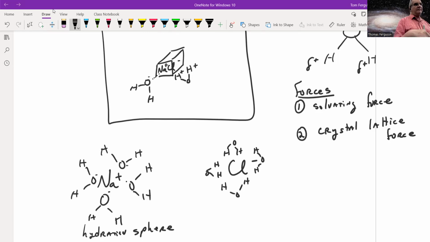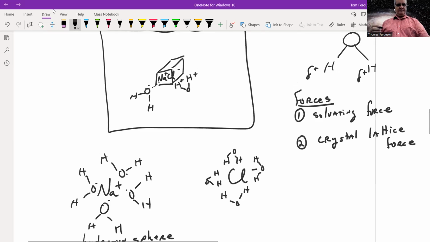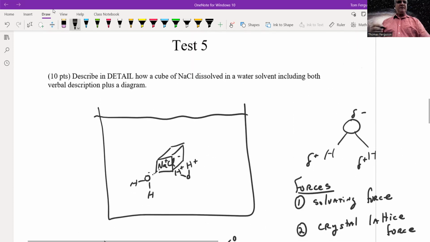Yeah, to either dissolve or not. So I need forces on there. I need a diagram. I need a little paragraph of you explaining how this thing works. Now I'm recording this so you can go back over this at home tonight. And that's what that problem was getting at.